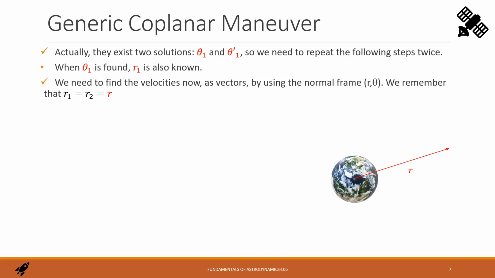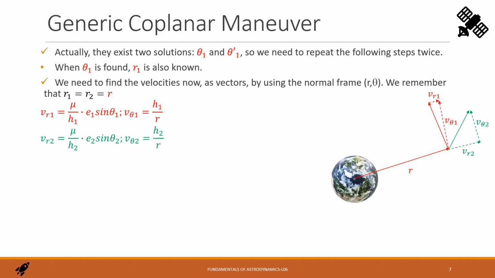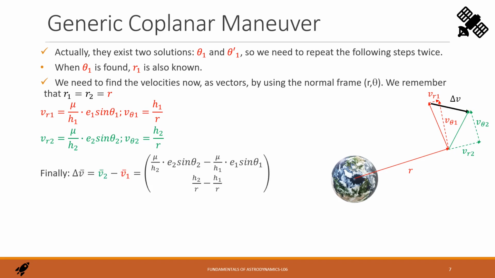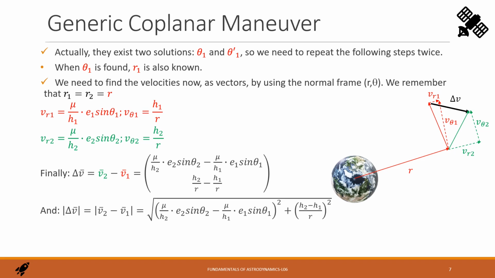The components of the velocities we can get from the formulas here displayed, using the angle θ1, the eccentricity E1, and the common radius r. We do this for the velocities of the two orbits. In this case also θ2, E2 are needed. And the delta v as vector we can obtain by subtracting the corresponding components, and its modulus is then the square root of the sum of the squares of each component. We repeat the same procedure for the second angle, and we choose the most convenient delta v.